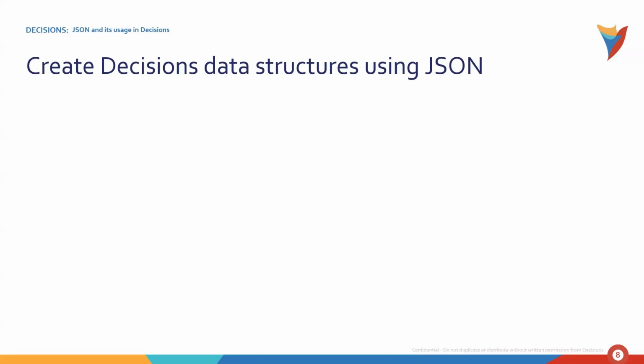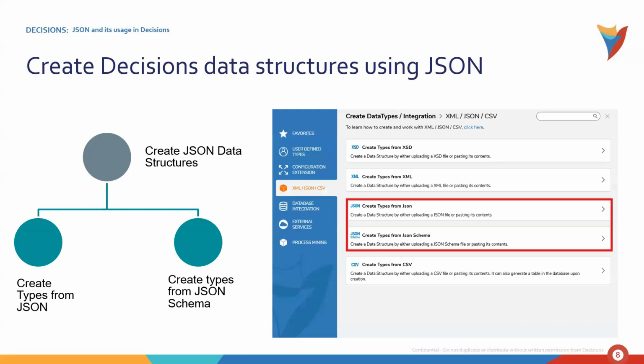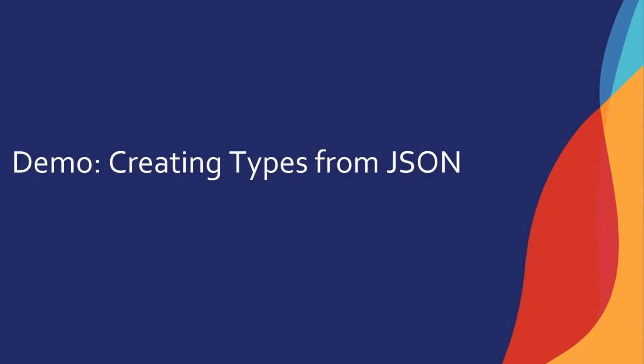Now let's see how to create Decisions data structures using JSON. There are two ways in which we can create that. One is to create types from JSON, and two, create types from JSON schema, as shown in the image on the right. Let us now see a demonstration of creating types from JSON.